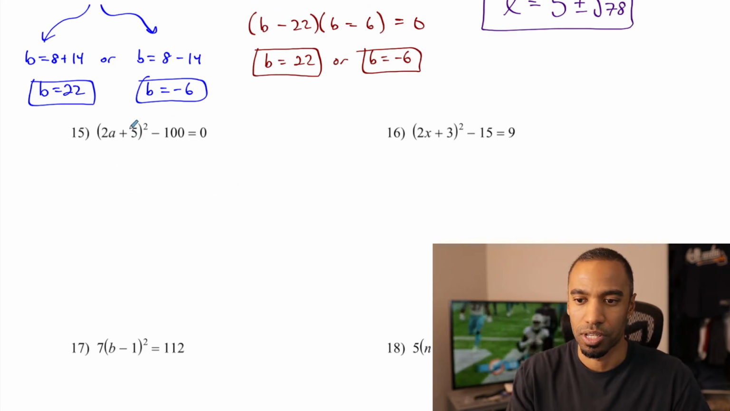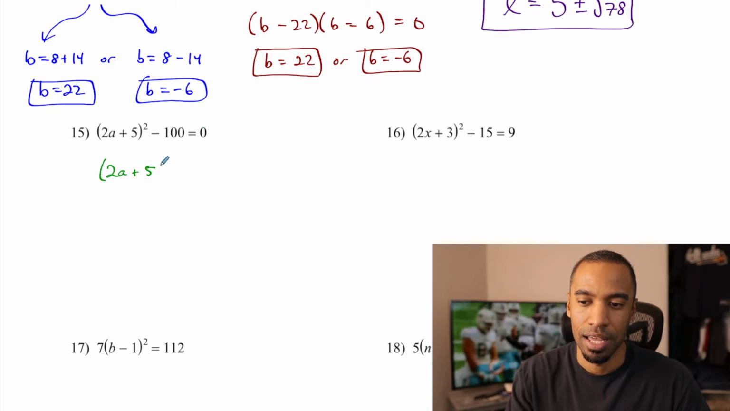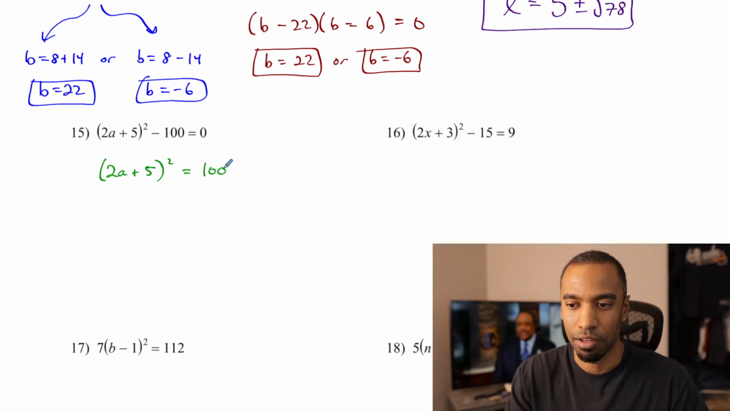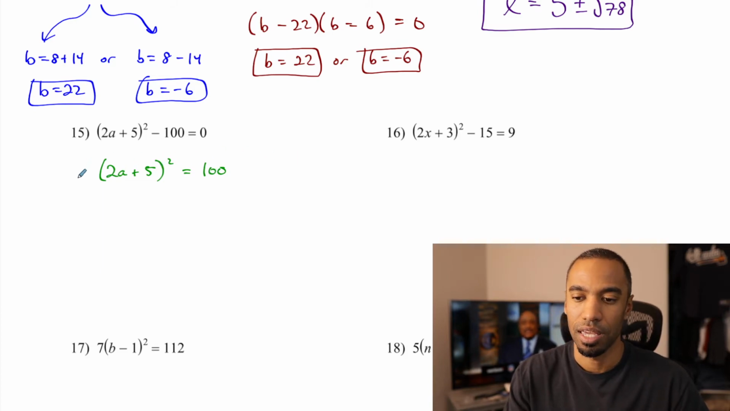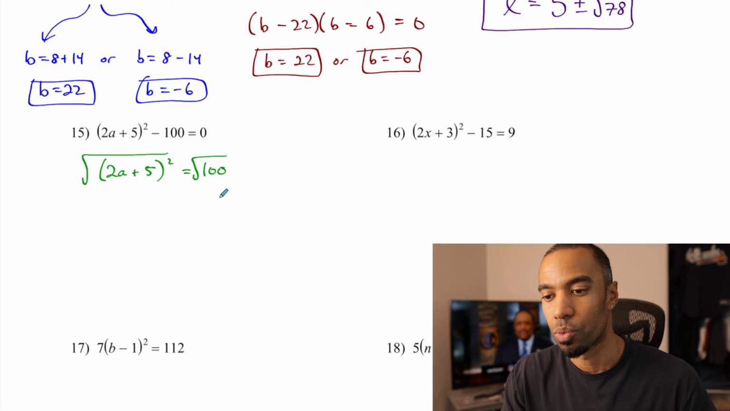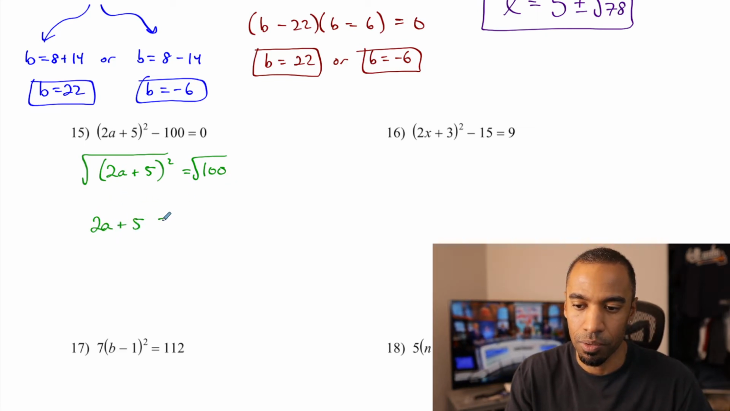Let's please proceed. So let's add 100 to both sides. We have to still isolate the squared quantity. We still have to get this part by itself. And it's okay that it's not equal to 0 because it's the same thing times itself, equaling our value. That's where we can take the square root of both sides. Now the square root of 100 is 10, which is good. This is 2a plus 5 equals 10. No, plus or minus 10.